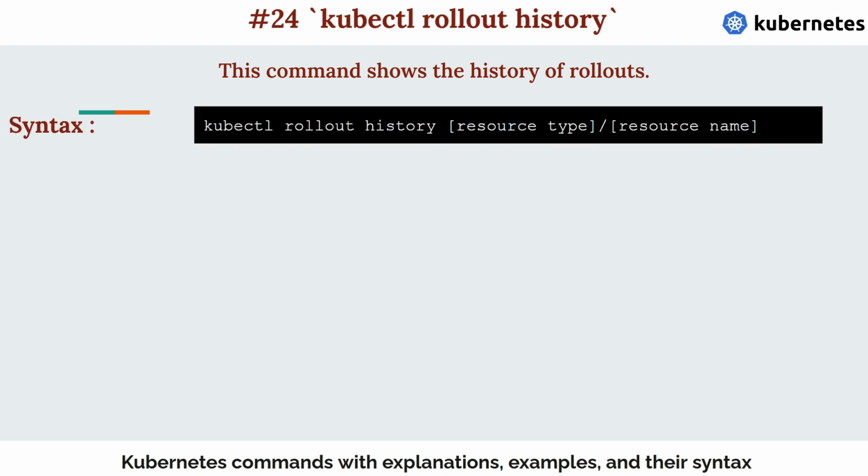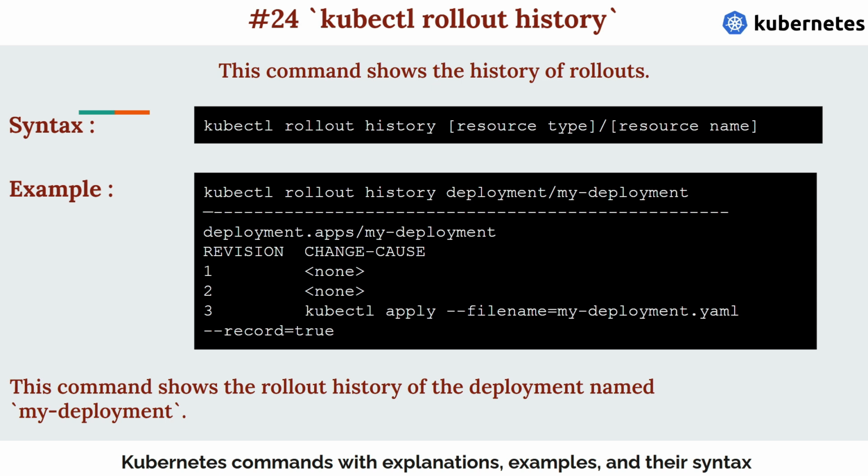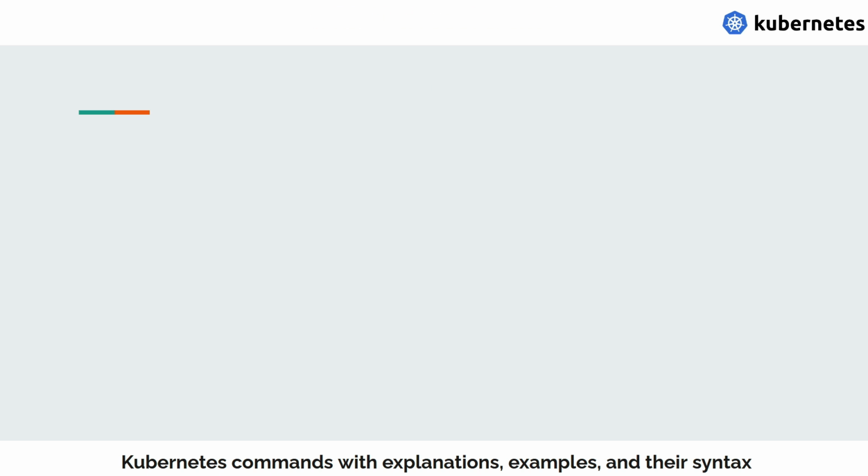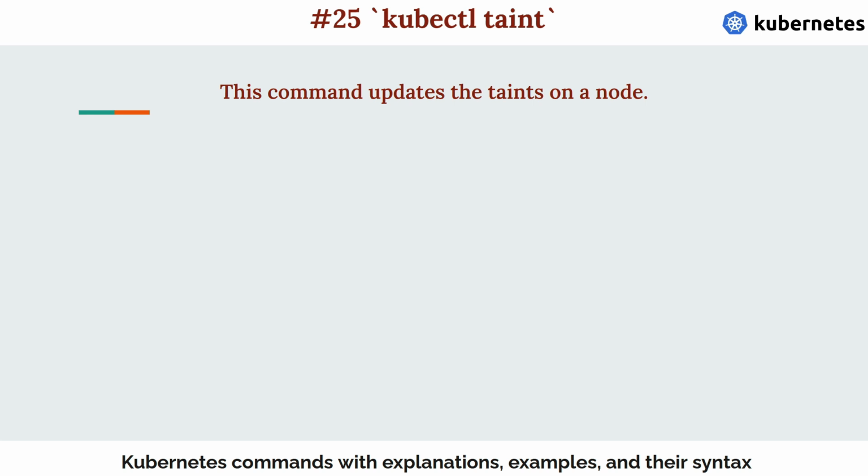Let's see the syntax. The usage of the kubectl rollout history command starts with the kubectl rollout history keyword, then resource type and resource name. This command shows the rollout history of the deployment named MyDeployment. Next command is kubectl taint. This command updates the taints on a node.